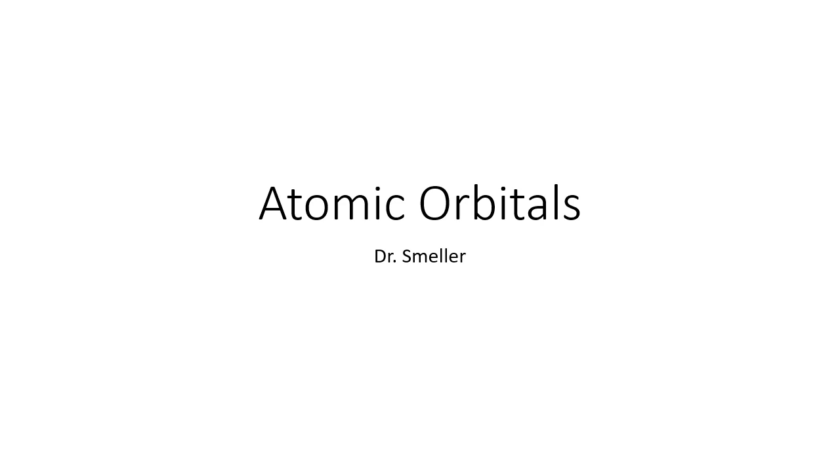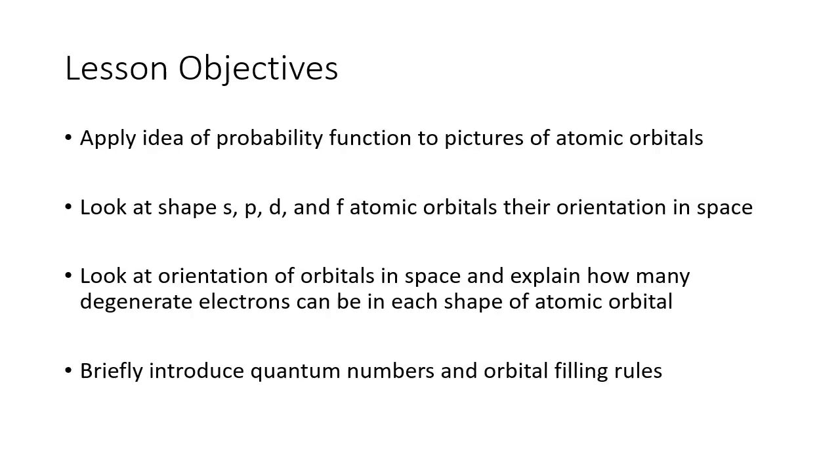Right, now that we know what an atomic orbital is, let's talk some more about them. In this presentation, we'll apply the idea of probability function to pictures of atomic orbitals. We'll look at the shapes of the s, p, d, and f atomic orbitals, as well as their orientation in space. While we look at the orientation of orbitals in space, we'll explain how many degenerate electrons can be in each shape of atomic orbital, and finally, we will briefly introduce quantum numbers and orbital filling rules.